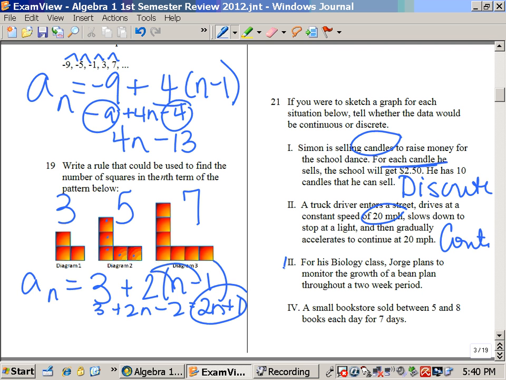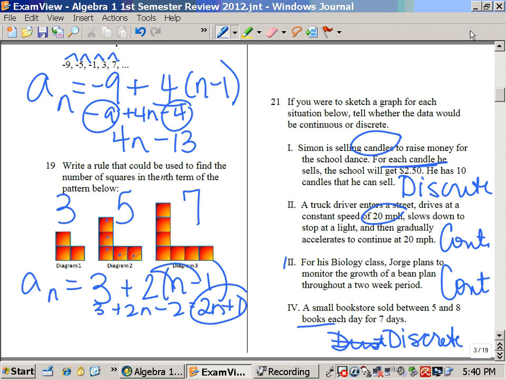Number 3, yep, that's a 3. For his biology class, he plans to monitor the growth of a bean plant. Again, that is continuous because we are measuring growth. And number 4, a small bookstore sold between 5 and 8 books each day for 7 days. We are counting books. That is also going to be discrete. Whoops, I can't spell.